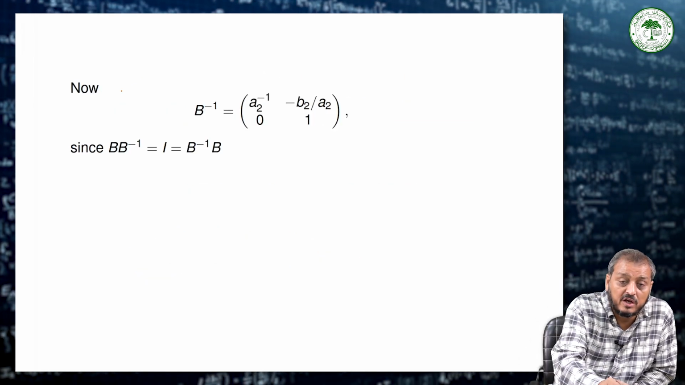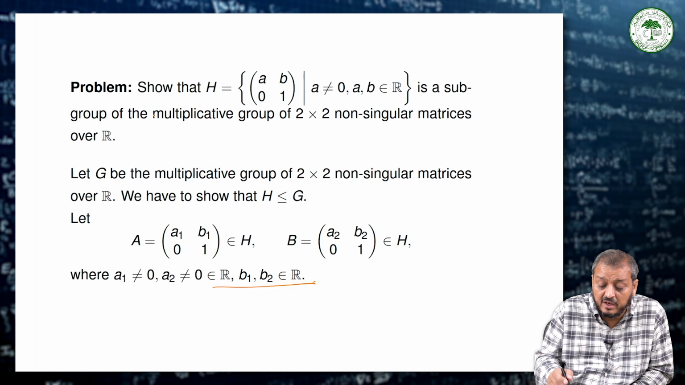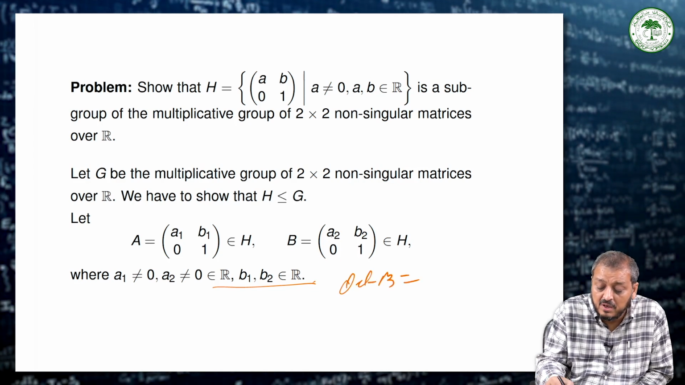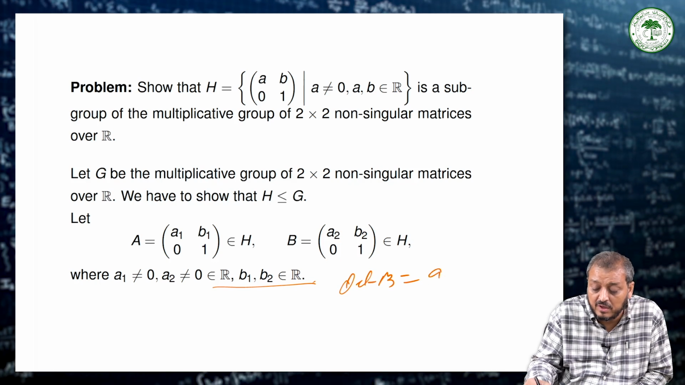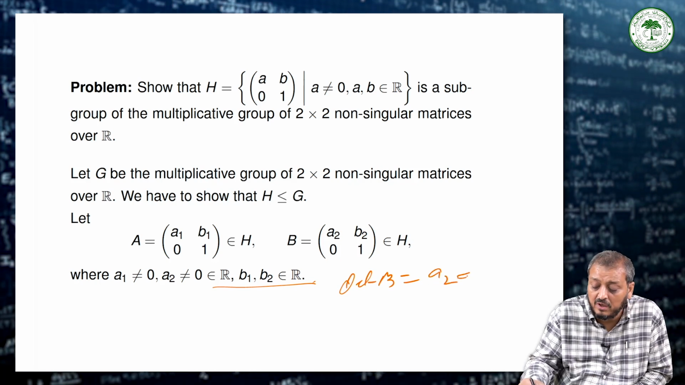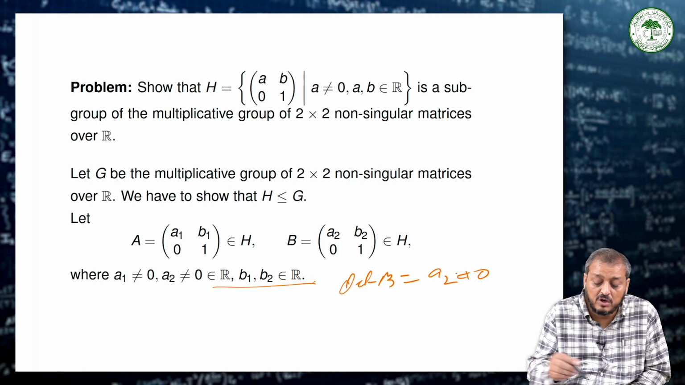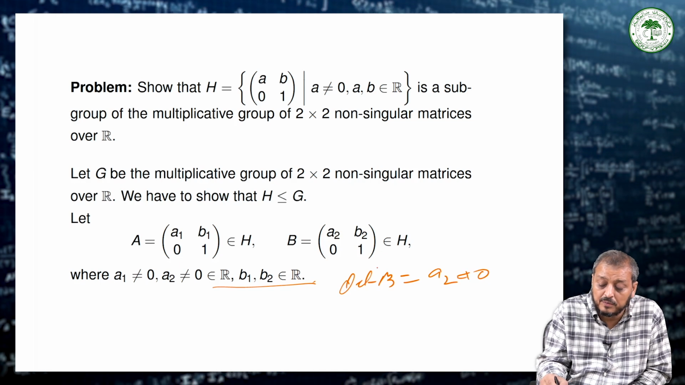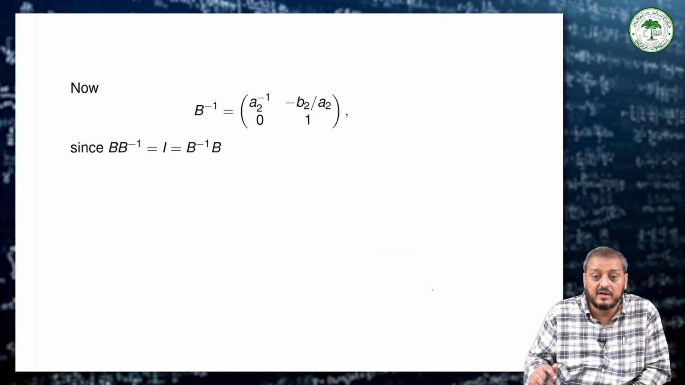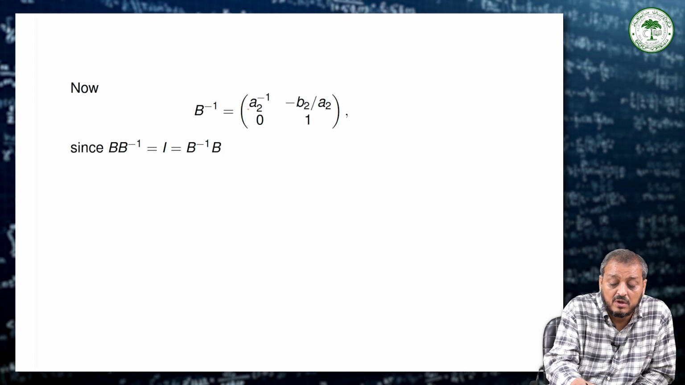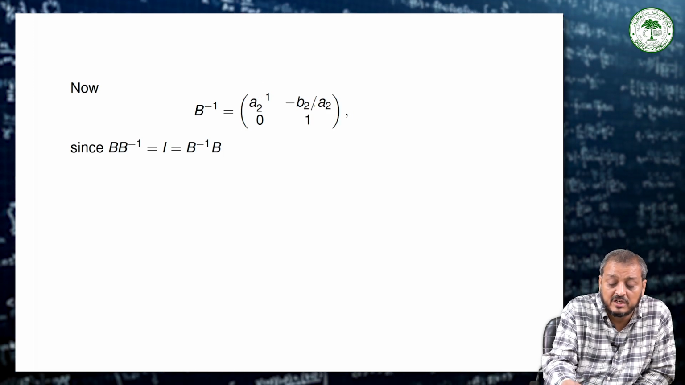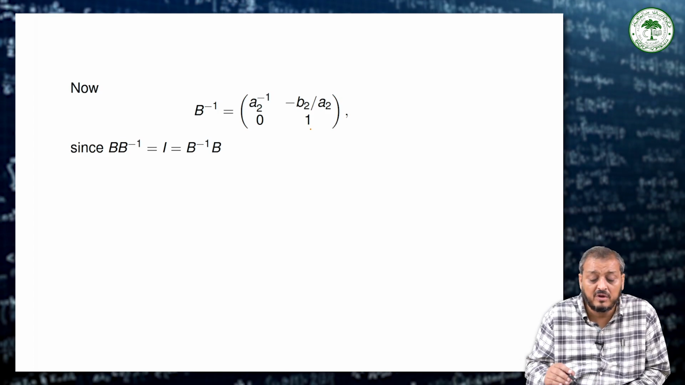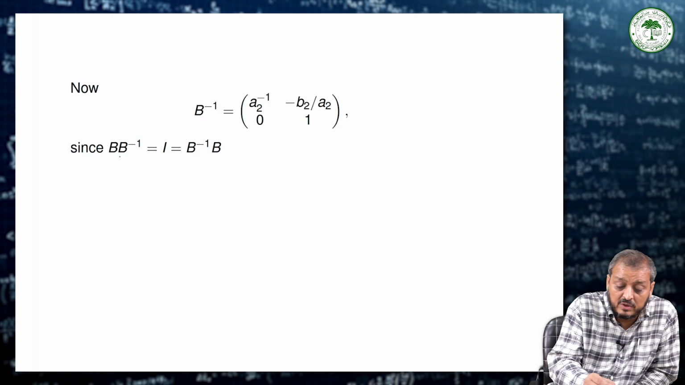Now find B inverse. We calculate the determinant of B. The determinant of B is A2, and clearly A2 is not equal to 0. Now we just find the inverse of this: it has 1 upon A2. Then B inverse is equal to A2 inverse and minus B2 upon A2, taking the adjoint of B upon the determinant of B.